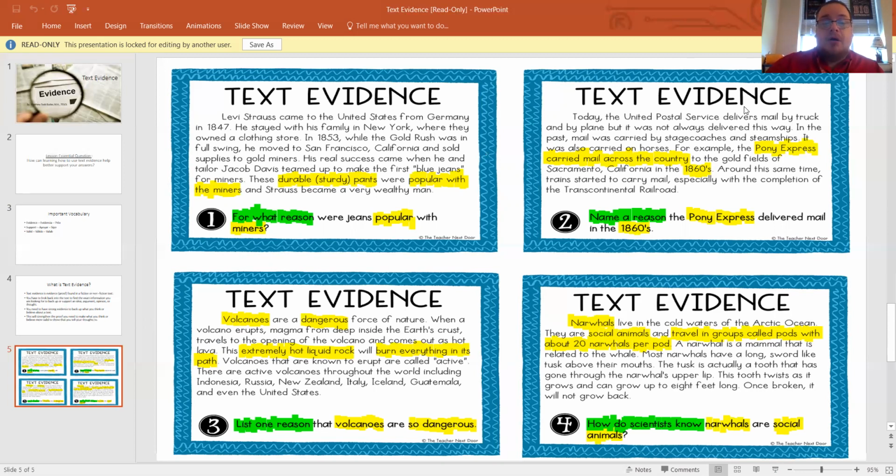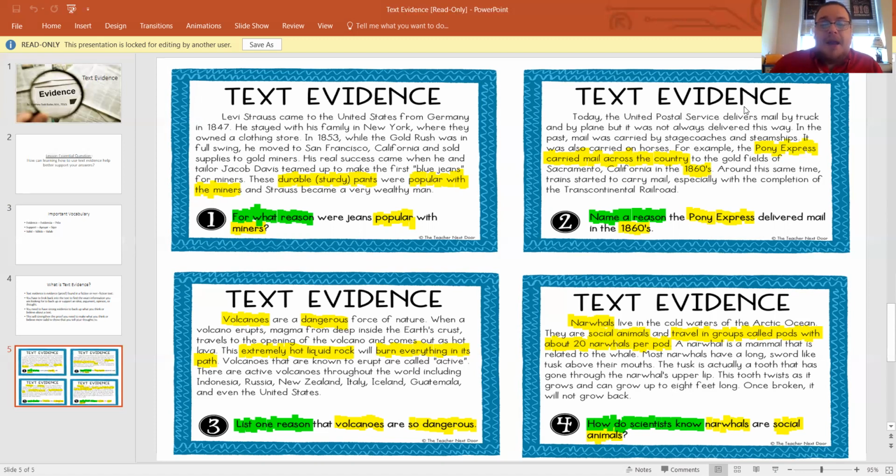Number 3, volcanoes, okay? So we said list one reason. There's our instruction words. List one reason. List why. One reason why. Now, the important words to look for are volcanoes and so dangerous, okay? So, as you see, volcanoes is underlined in yellow, as is dangerous. It doesn't say so dangerous, but that's all right. That's still a key word.